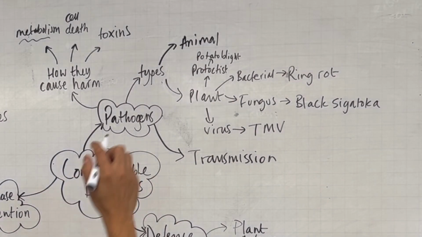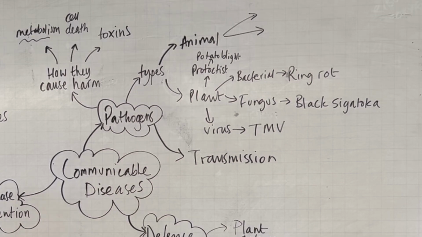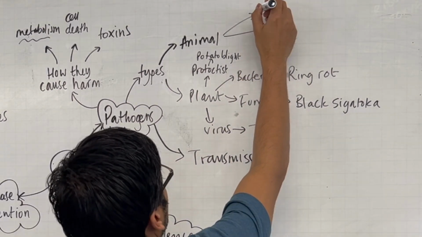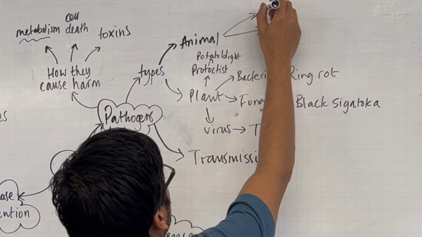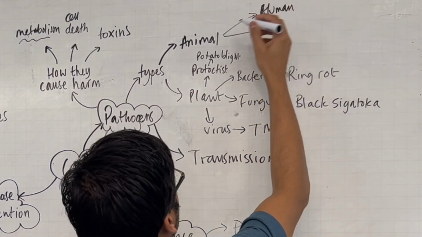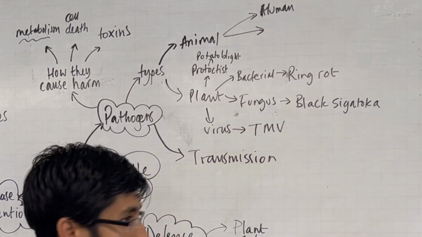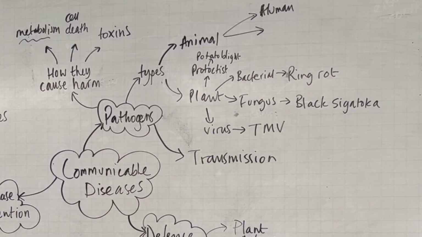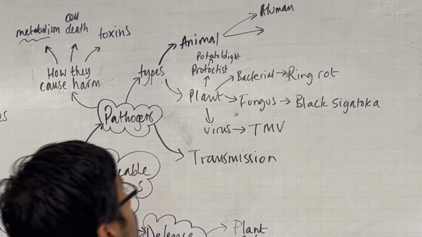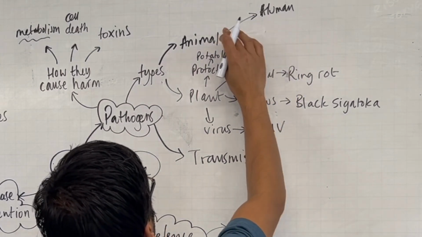Okay, right, and then the same thing with the animal. In terms of animal, we've got 2 types. We've got human ones, so human specific, and then we've got general kind of animal or pathogens that infect animals more generally. Okay.